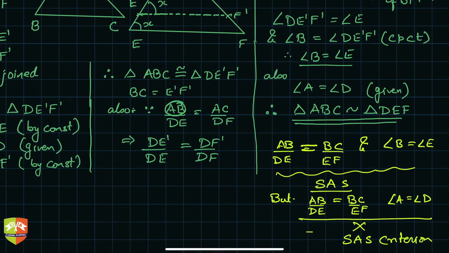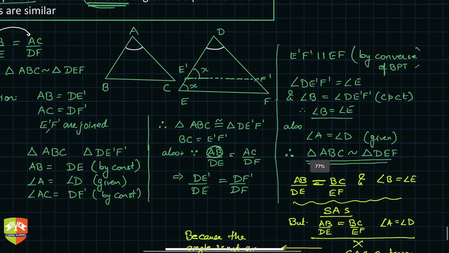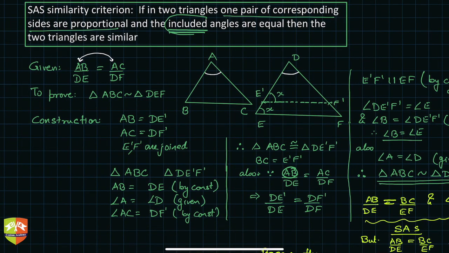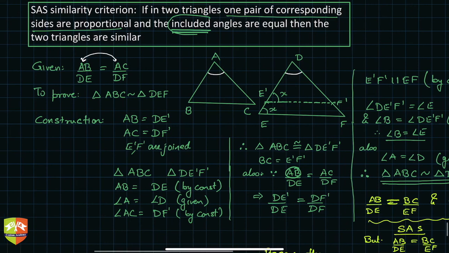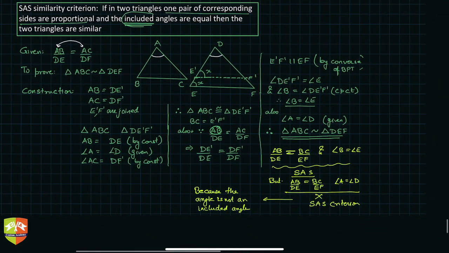Right? So let me write it here. Because the angle is not an included angle. So please keep this in mind. Only when the angle is included between the sides, then this criteria will hold. Otherwise, it will not hold. We will require some other criteria to be fulfilled before we can establish that the two triangles are similar. I hope you understood this similarity criterion. Okay.